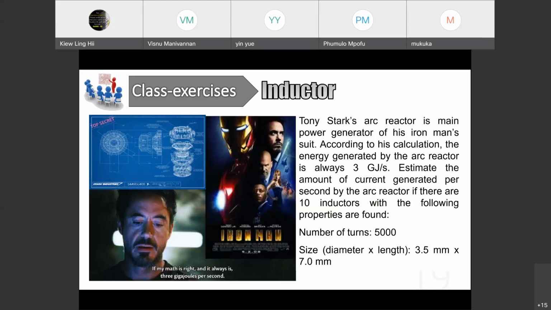All right, so we searched online and found the blueprints for his arc reactor. We assume that inside the arc reactor there are 10 inductors. From the design, the dimensions of this arc reactor are given here, and we assume the number of turns is 500. So what is the amount of current that needs to be generated in order to produce 3 gigajoules per second?